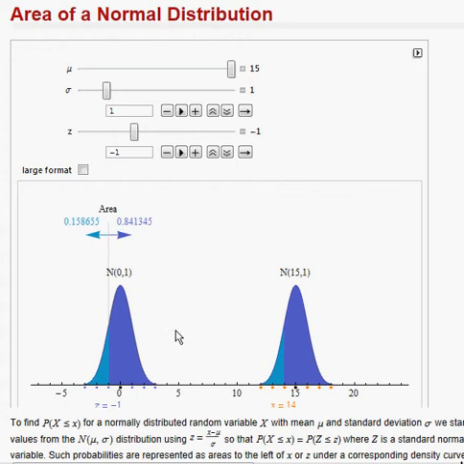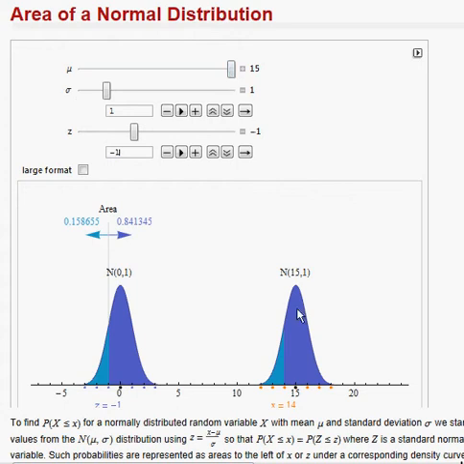So here you see two curves. On the left hand side, it's a standard normal distribution. Up at the top you see normal 0, 1. That means that the mean is 0 and standard deviation 1. On the right hand side, we've got a normal distribution 15, 1. That means the mean is 15 and standard deviation 1. So a normal distribution is described by two parameters. Up at the top you can see mu, the mean, and sigma, the standard deviation.